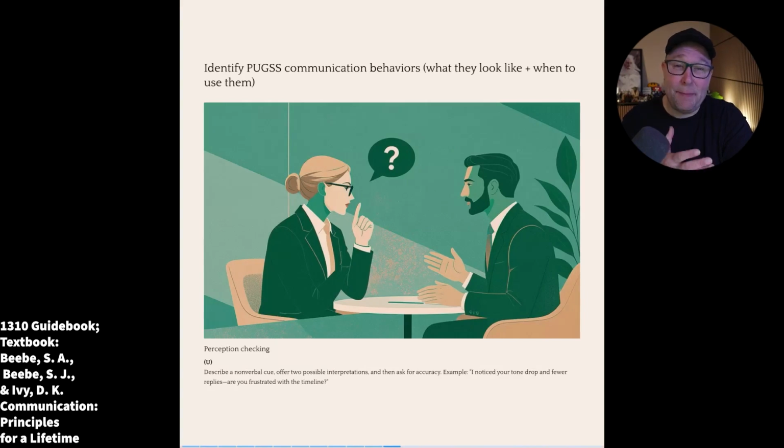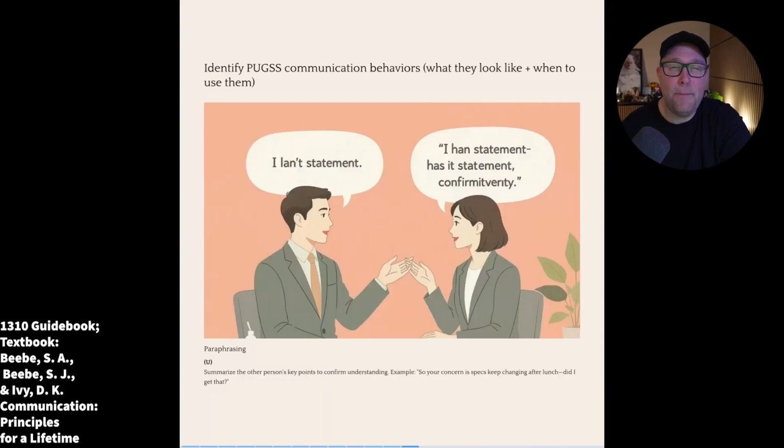Perception checking can be employed in the U. For example, describe a nonverbal cue, offer 2 possible interpretations, and then ask for accuracy. For example, I noticed your tone drop and fewer replies. Are you frustrated with the timeline? Paraphrasing can be used in the U. Summarize the other person's key points to confirm understanding. For example, so your concern is specs keep changing after lunch.